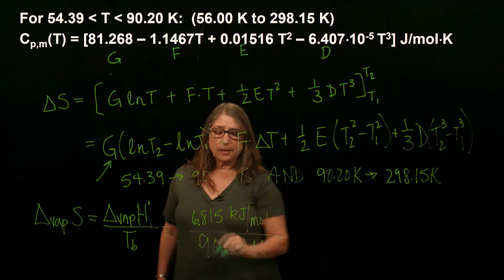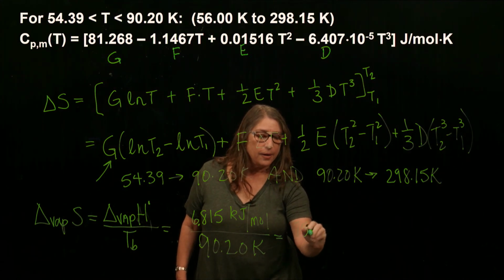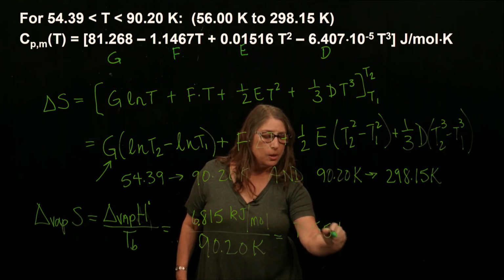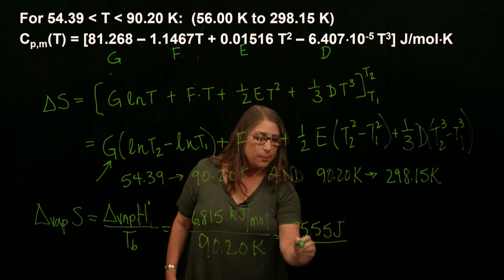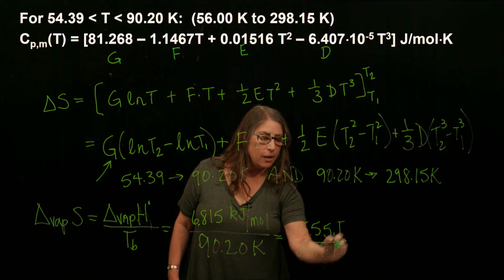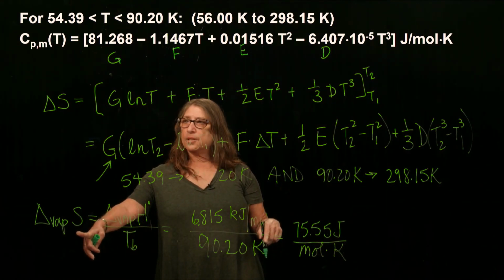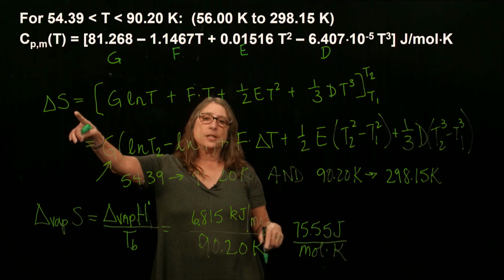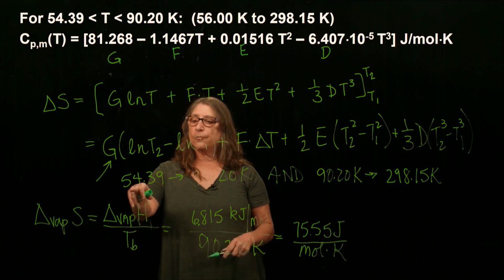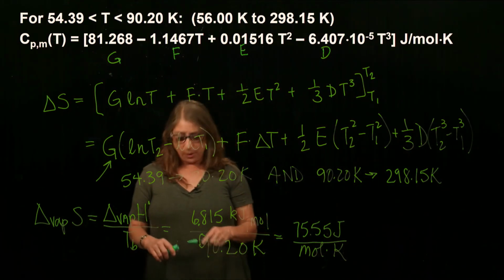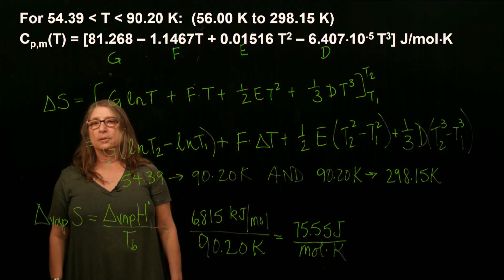6.815 kilojoules per mole. This is 75.55 joules. I converted between kilojoules and joules. There are 1,000 joules in a kilojoule per mole Kelvin. And then I'm going to add this entropy of vaporization to the two entropies for the temperature change, and that'll give me the overall entropy for the change going from 54.39 Kelvin to 298.15. Again, look for the solution to this in the entropy example Excel file.